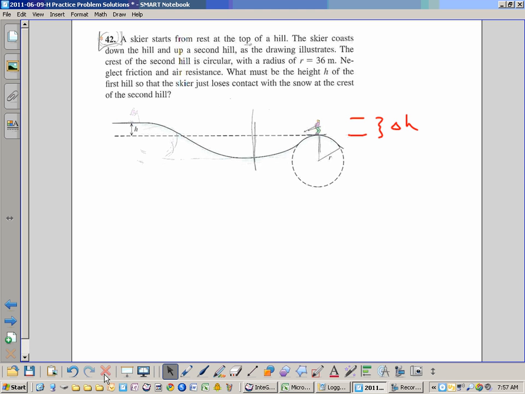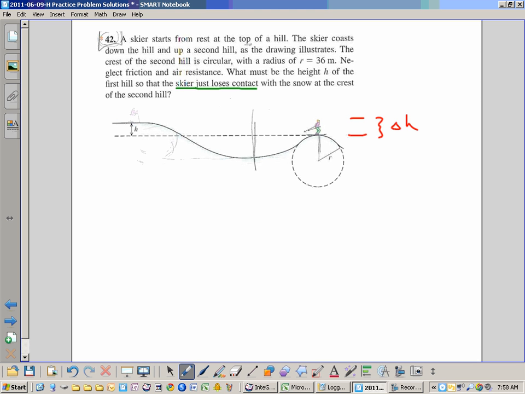Now look, this is the part that's hard to interpret, okay? What does it mean when we say the skier just loses contact with the snow? In other words, that's one of those threshold conditions that we solve for, right? He's sort of flying off the hill, but he's just barely in contact. So we're solving for the idea that the normal force, the force that the snow exerts on his skis, is going to be zero. Right, we're solving for that being zero. I understand this is the hardest part, the conceptualizing of this problem.